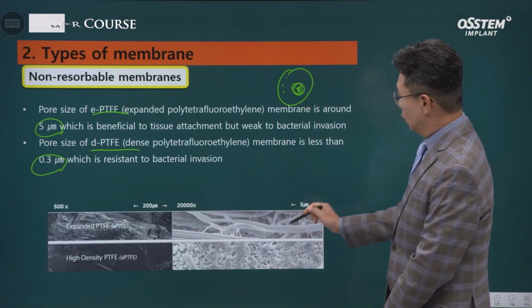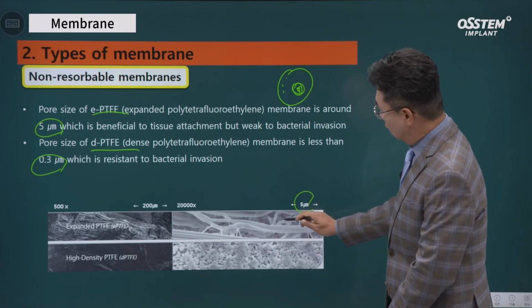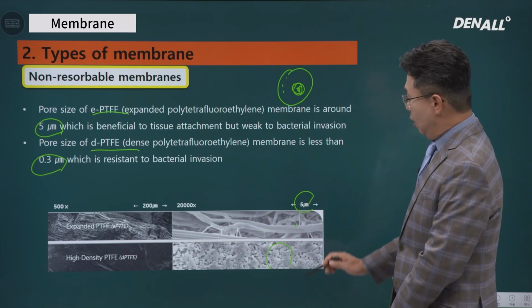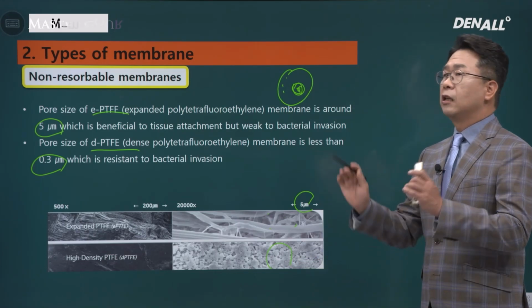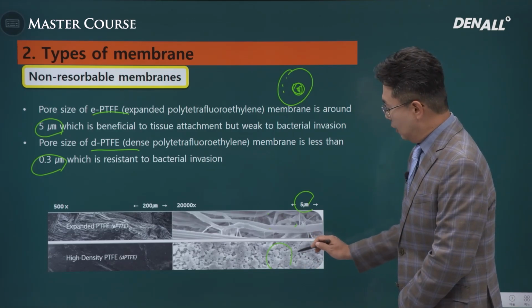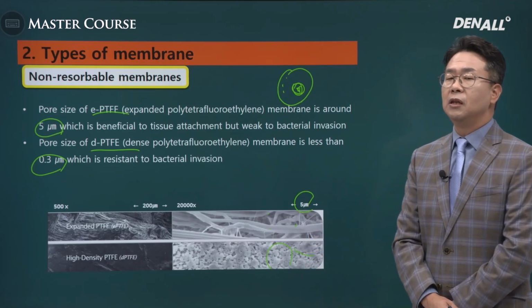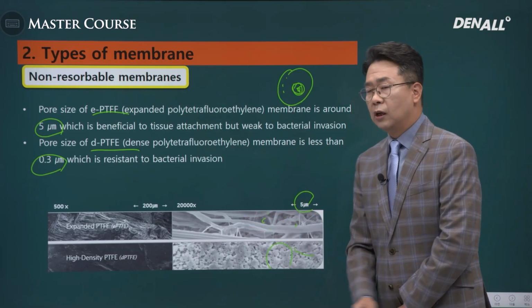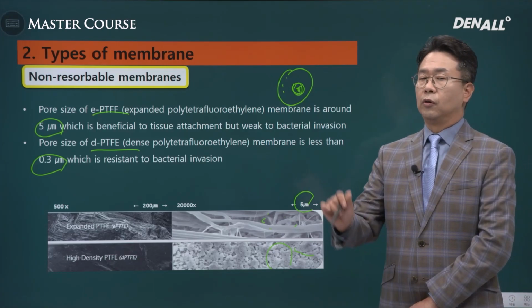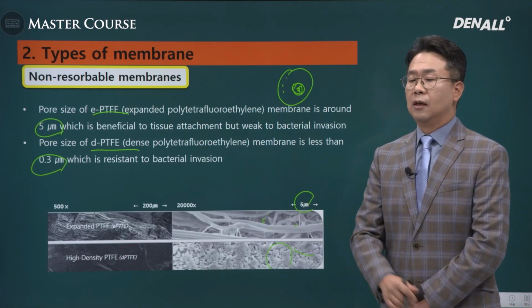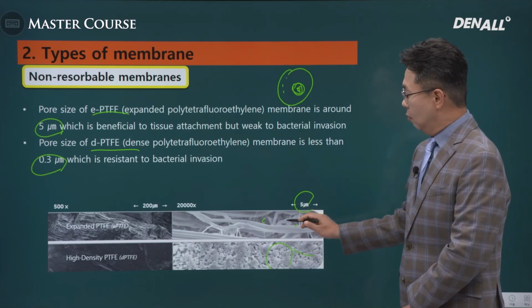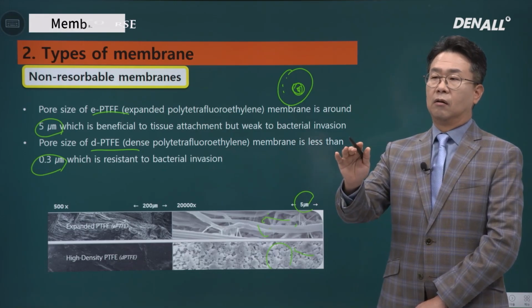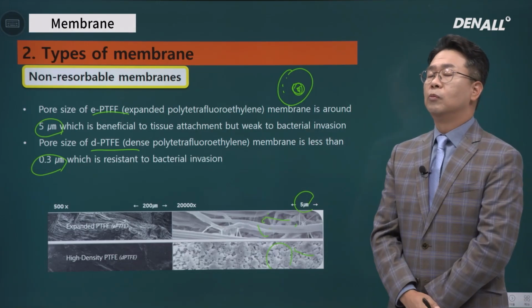If you look at EPTFE and DPTFE membrane, once it reaches 5 microns, it looks very loose here, but it doesn't whatsoever in DPTFE membrane. Even when there is exposure in the oral cavity, it has resistance against bacterial invasion. The downside is that because it is very tightly knit, fibroblast cells cannot branch out here. So there may be difficulties on this end.